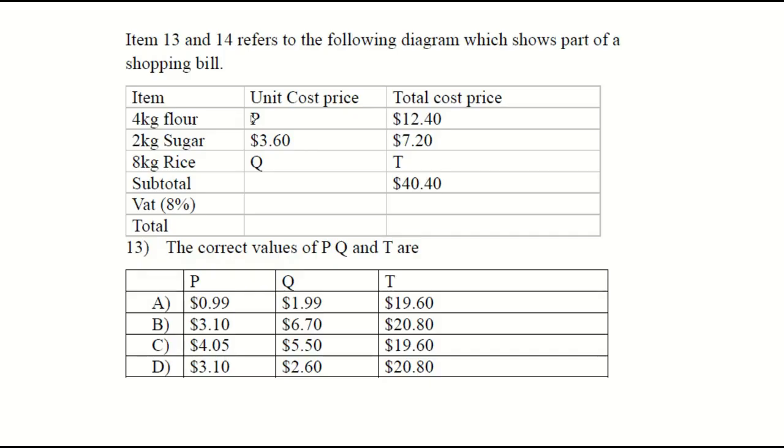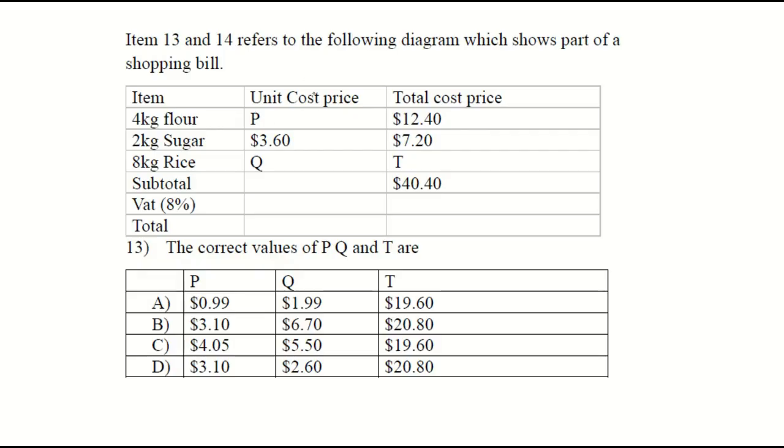P and then $12.40, then for 2 kilograms is $3.60 for 1 kilogram, $7.20 would be for the 2. 8 kilograms of rice is Q and T. Okay, and then the subtotal is $40.40. They want to know what is P, Q, and T.